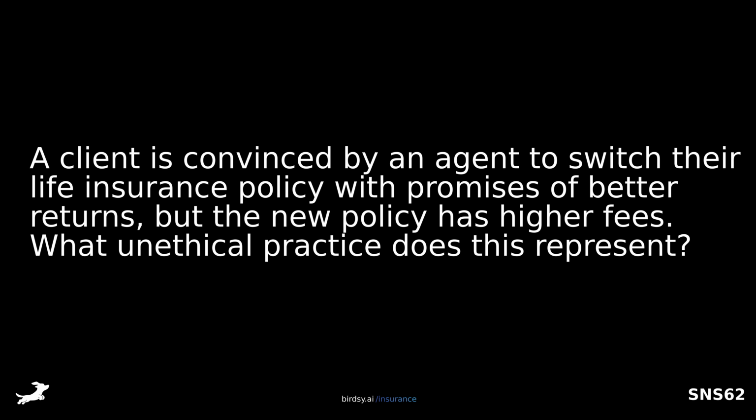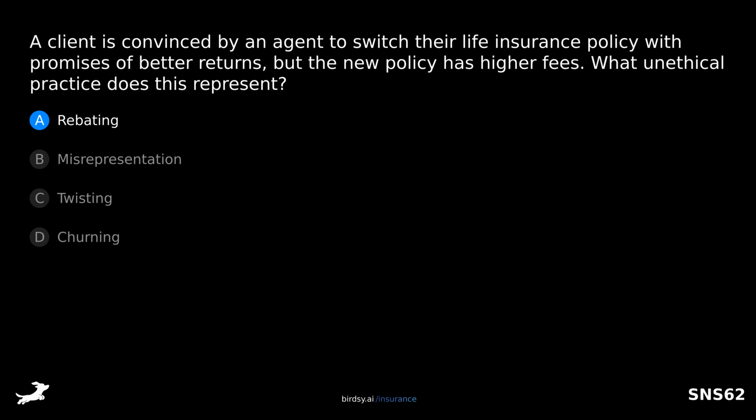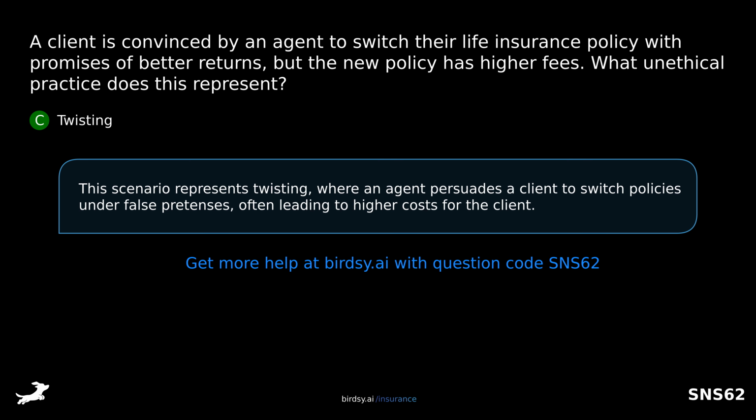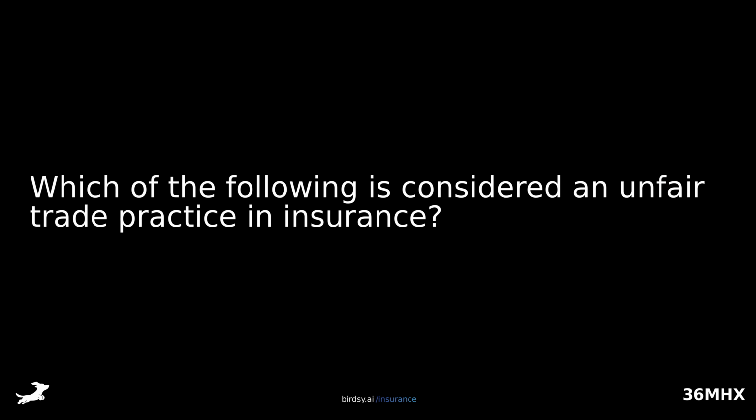A client is convinced by an agent to switch their life insurance policy with promises of better returns, but the new policy has higher fees. What unethical practice does this represent? Is it A, rebating, B, misrepresentation, C, twisting, or D, churning? The answer is C, twisting. This scenario represents twisting, where an agent persuades a client to switch policies under false pretenses, often leading to higher costs for the client.